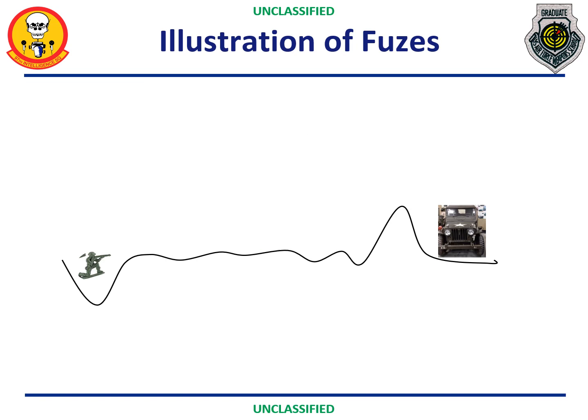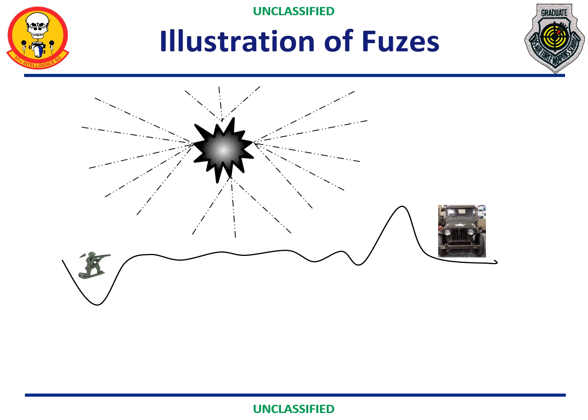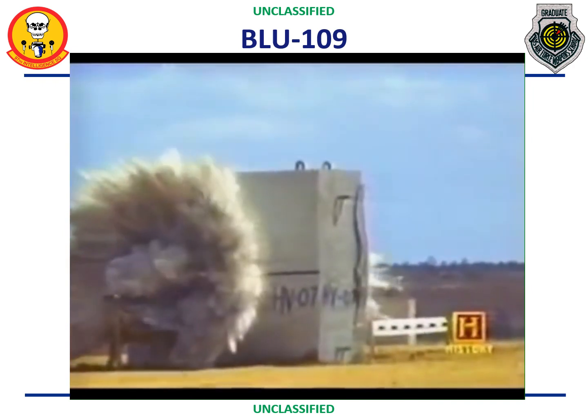Next is a demonstration of a proximity fuse. As shown, the airburst is able to provide a wide area of damage compared to the previous examples. In the video, notice that the Blue 109 has a delayed fuse because it explodes after it has penetrated through the reinforced concrete.